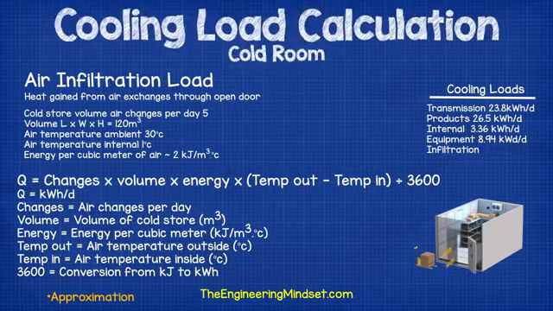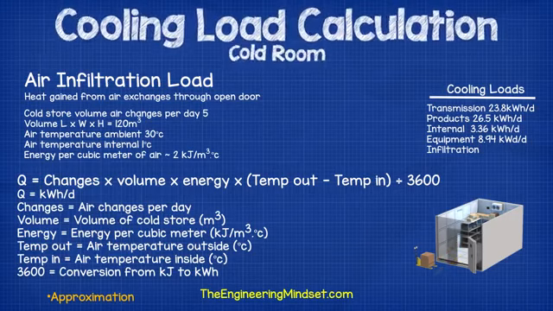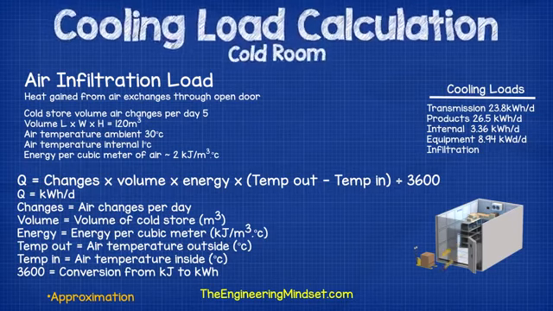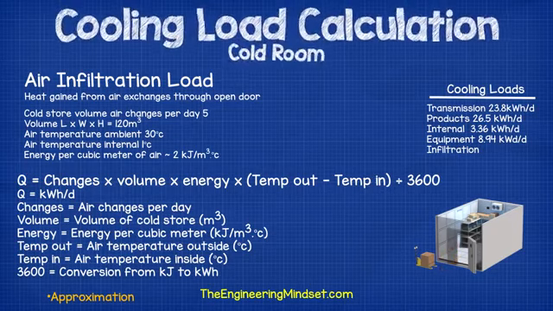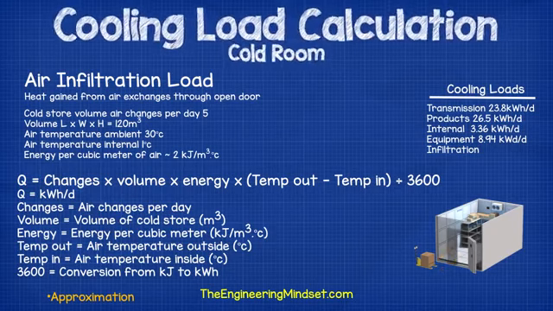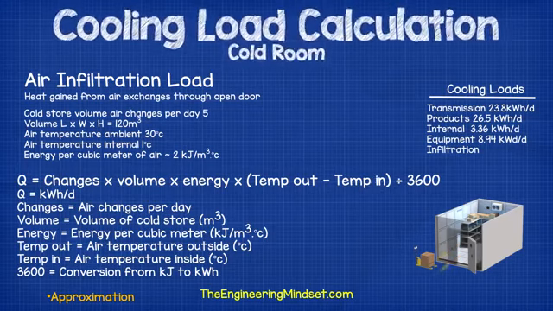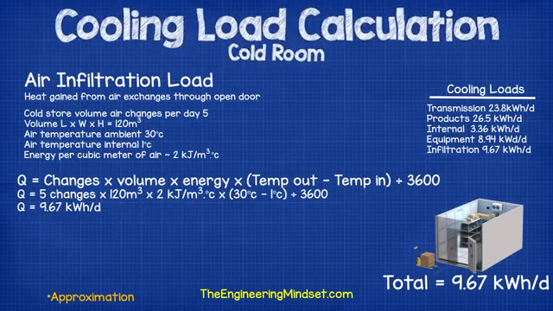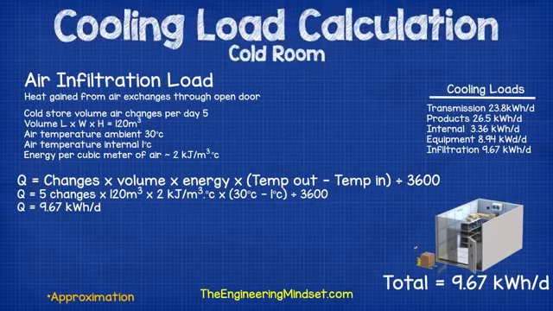We can then use the formula Q equals changes multiplied by volume multiplied by energy multiplied by temp out minus temp in divided by 3600, where Q equals the kilowatt hours per day, changes equals the number of volume changes per day, volume equals the volume of the cold store, energy equals the energy per cubic meter per degree Celsius, temp out is the outside air temperature, temp in is the inside air temperature, and 3600 is just to convert from kilojoules to kilowatt hours. So we'll drop those numbers in and we'll see that that comes out to 9.67 kilowatt hours per day.